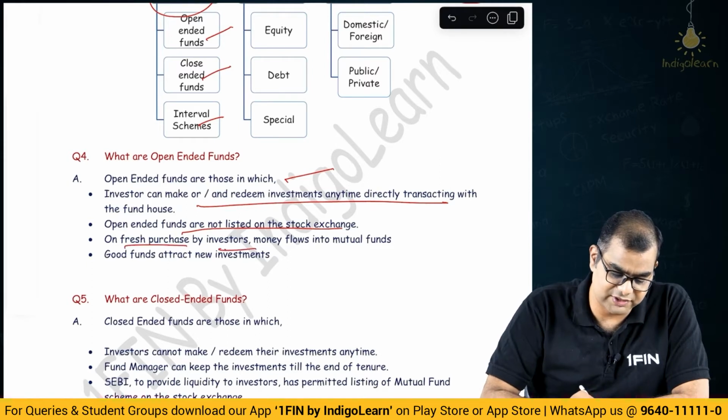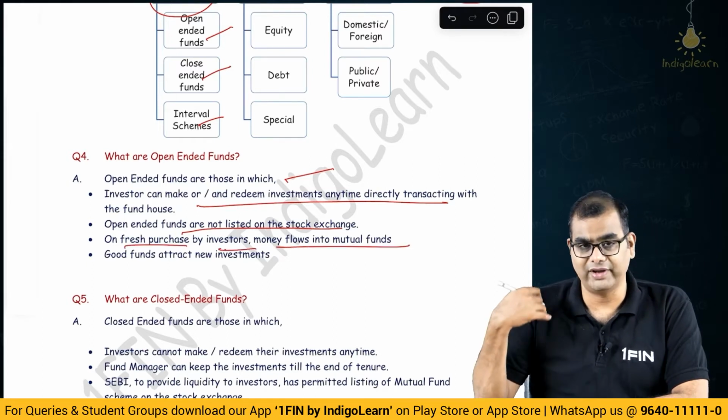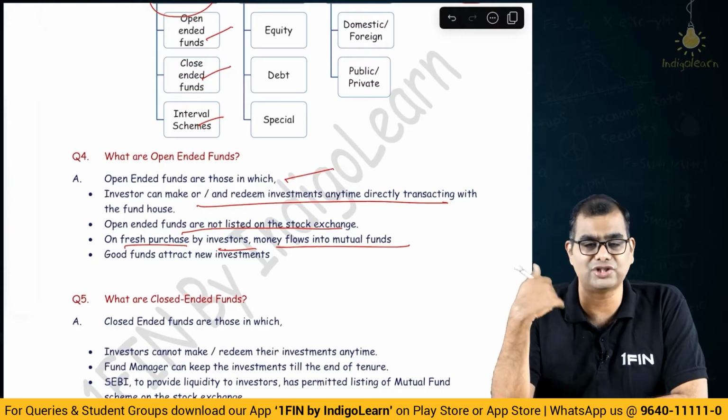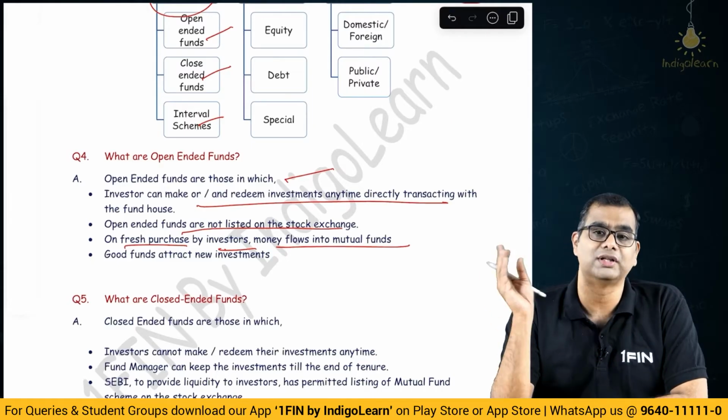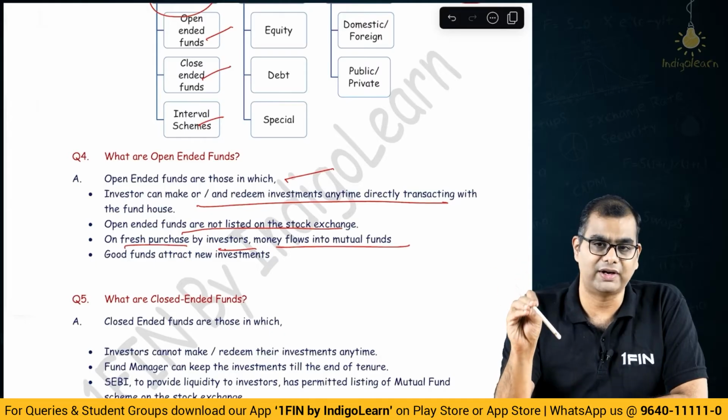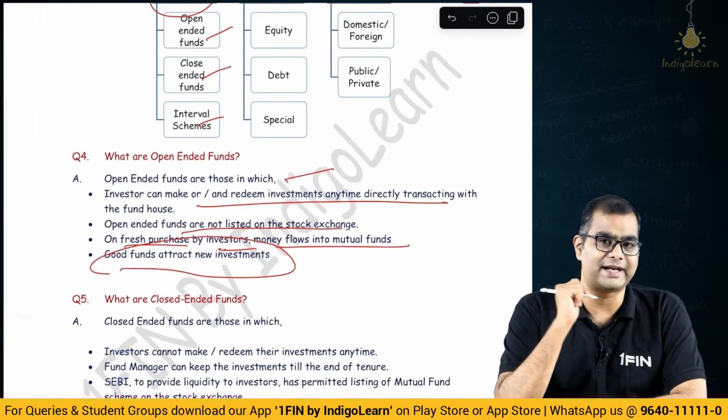On fresh purchases by an investor, money flows into the mutual fund. So whenever a new investor wishes to invest in the mutual fund, the money flows directly to the fund house. And good funds attract new investments.